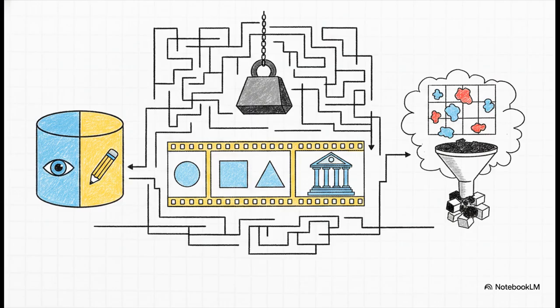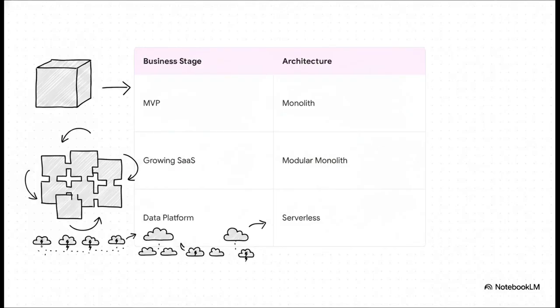But here is the major catch. These are strictly for heavy-duty, highly unique problems. They introduce massive complexity and are absolutely not for your everyday web app. Let's make this hyper-practical. An architect's job isn't to just memorize patterns. It's to match the pattern to the business problem you have right now.